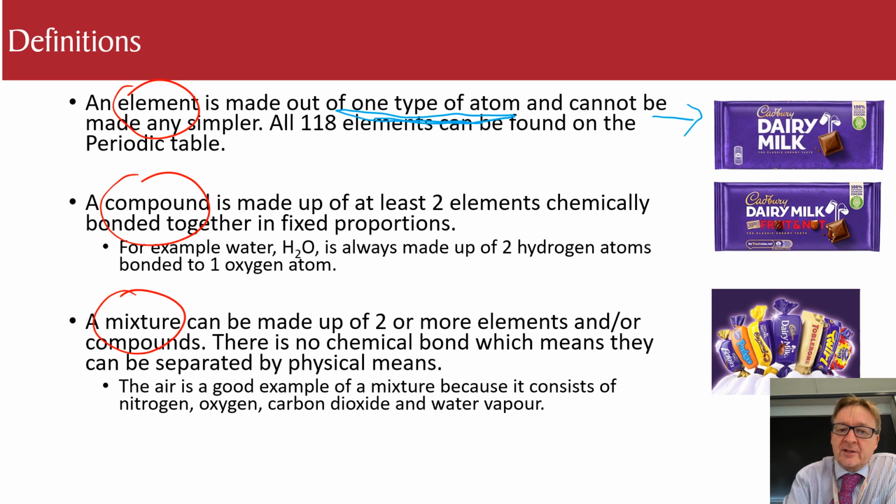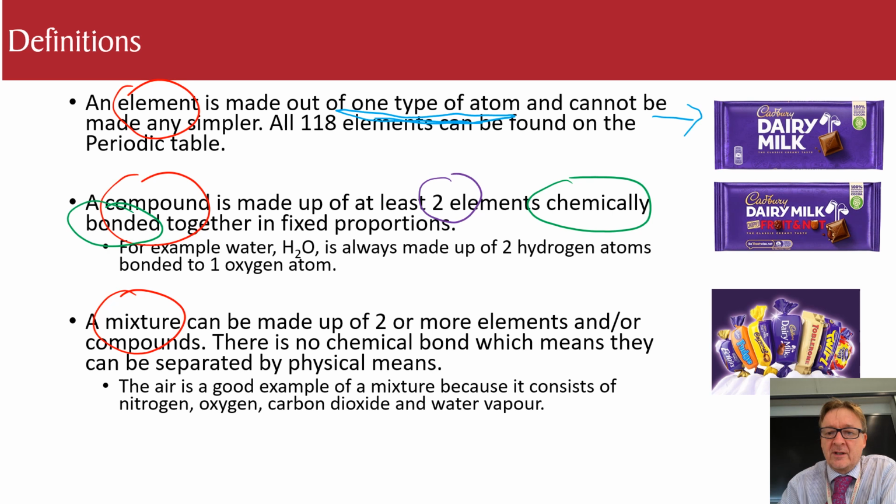A compound is made up of at least two elements. Now this is the most important part: in a compound, the elements, and I'm going to highlight this in green, are chemically bonded together. So for example, water is made up of two hydrogen atoms and one oxygen atom, but they are chemically bonded together in a fixed proportion. Dairy Milk Fruit and Nut, where you've got your chocolate and your nuts, they are all sort of mashed up and you cannot separate them out very easily.